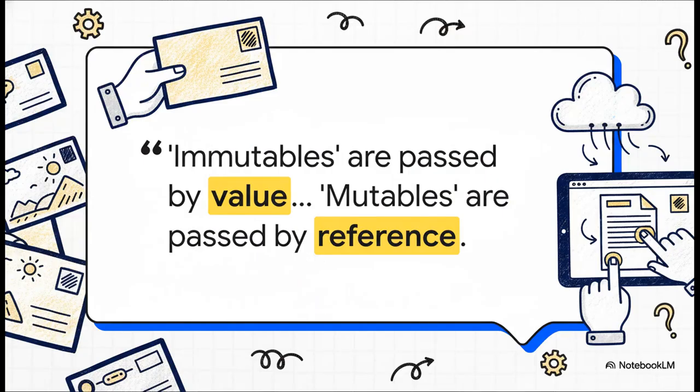And here is a fantastic way to think about it. Immutables, like numbers or strings, are like postcards. You get a copy, you can read it, but you can't change the original message that was sent. Mutables, like lists, are like a shared Google Doc. Anyone with the link can make edits, and everyone sees those changes.